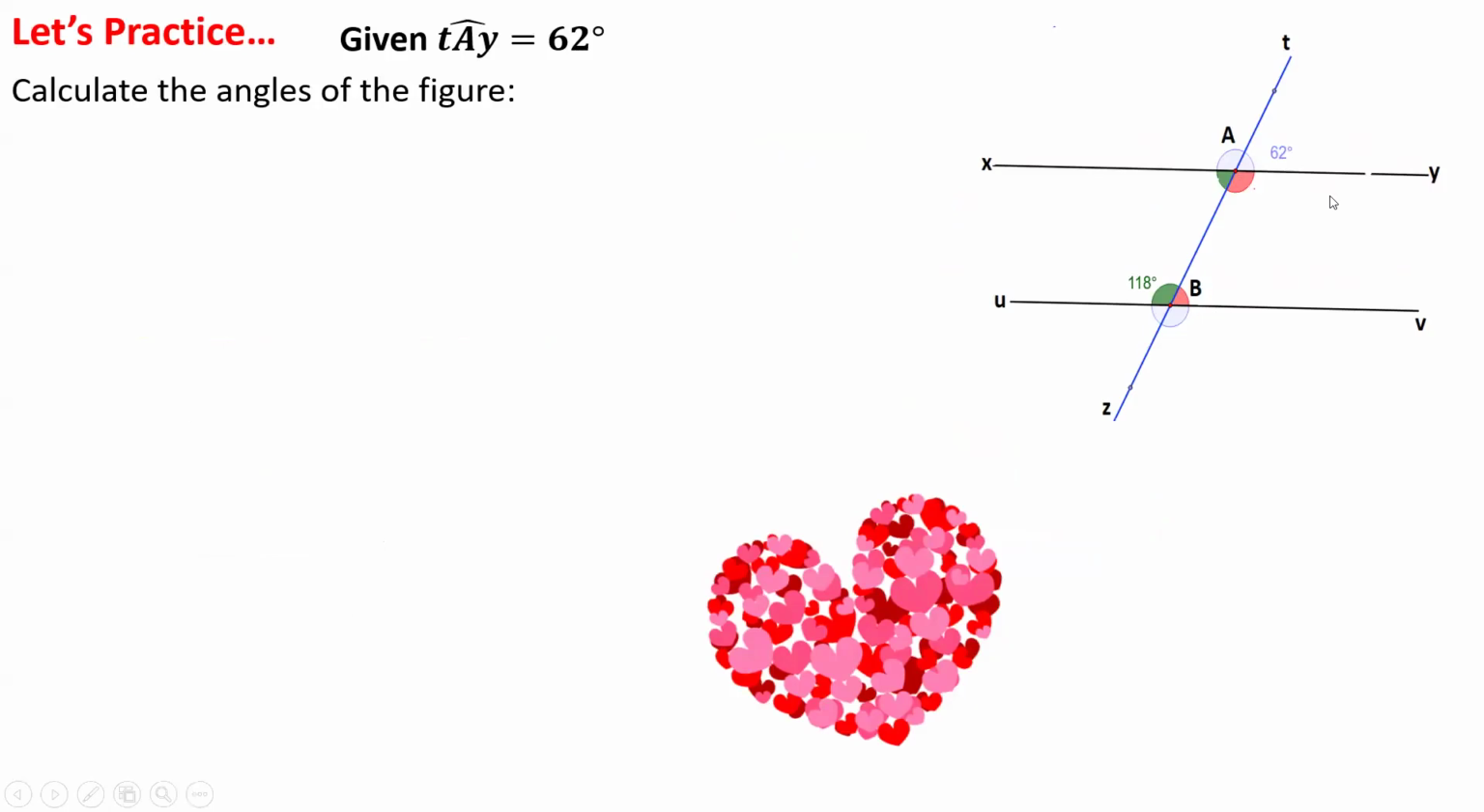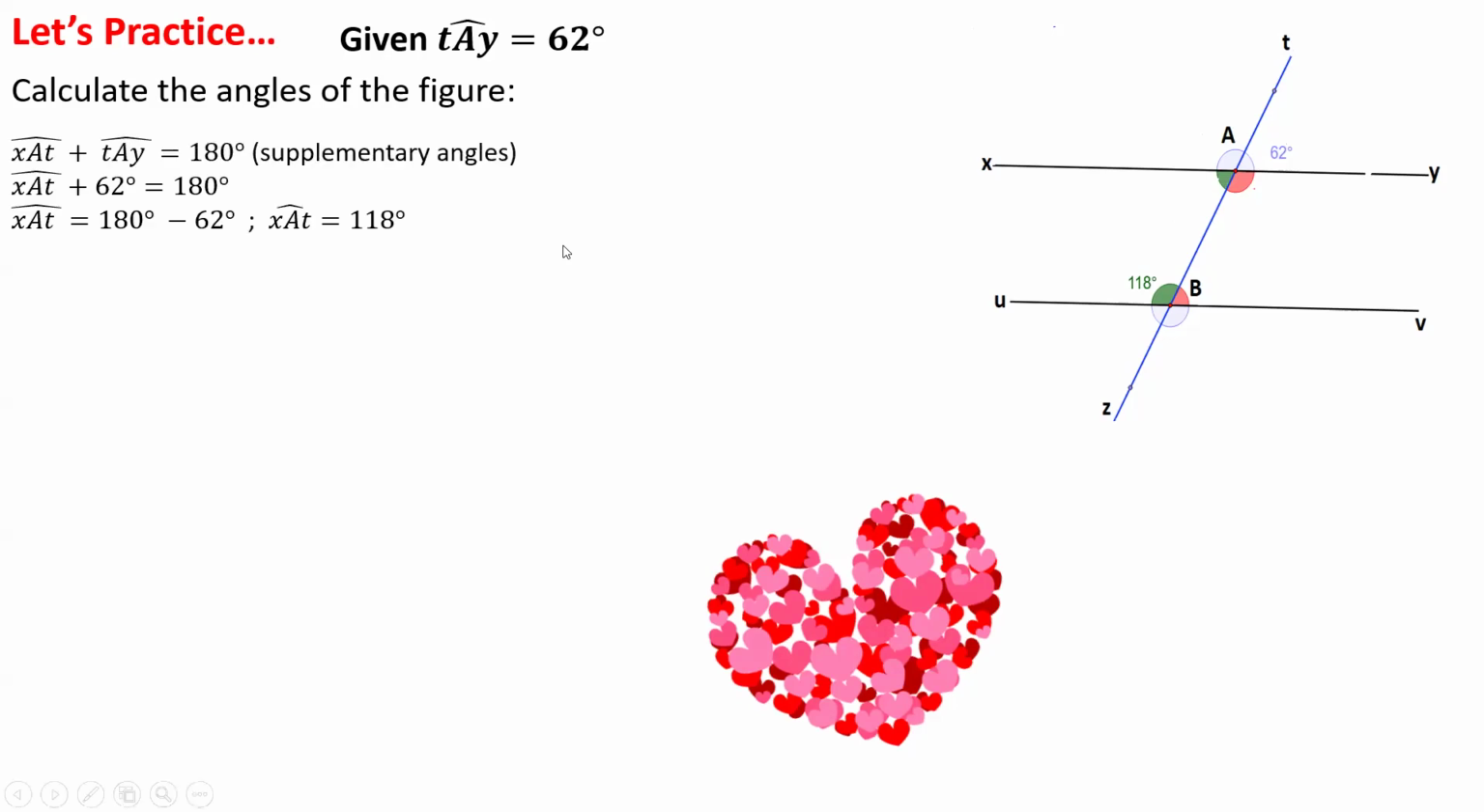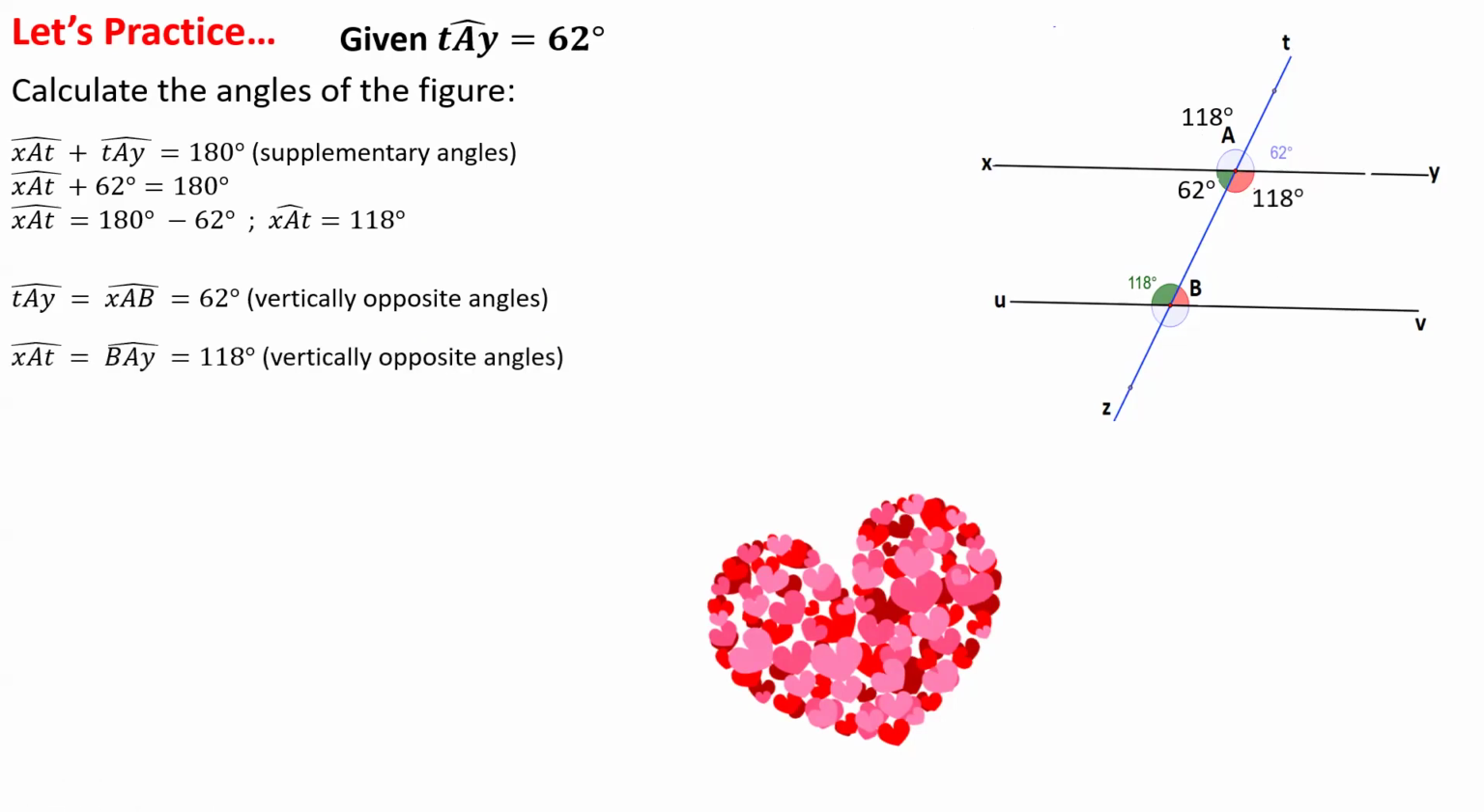We have this figure here, as you can see, and we should find all the missing angles. I am given angle TAY is 62 degrees. So directly I can say that XAB, which is vertically opposite, is also equal. So angle TAY is equal to angle XAB, or I can find this angle TAX. If I add XAT plus TAY, supplementary angles, their sum is 180 degrees. So if this is 62 degrees, then this angle is 118 degrees. Now I can find this angle here, which is XAB. Angle XAB is vertically opposite with TAY, so it's equal to 62 degrees. Also, angle YAB is vertically opposite with XAT, so it's 118 degrees.